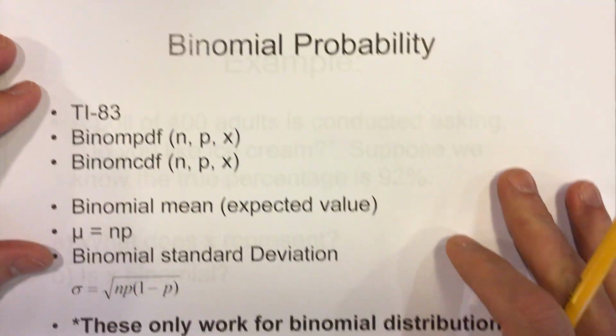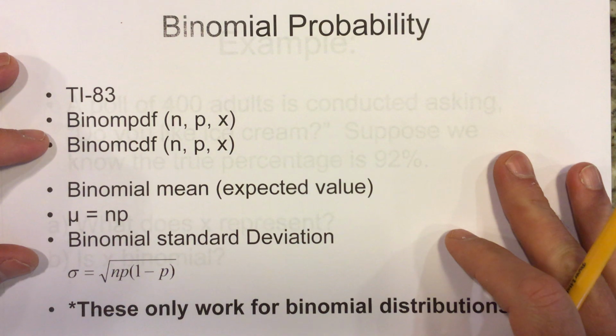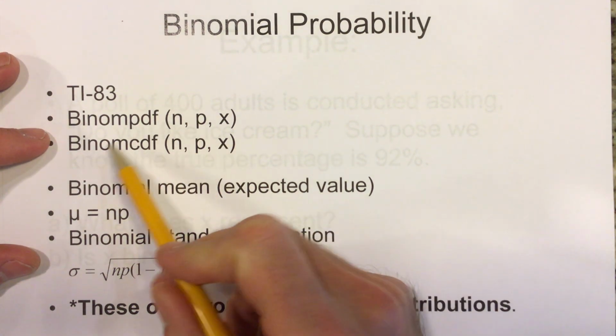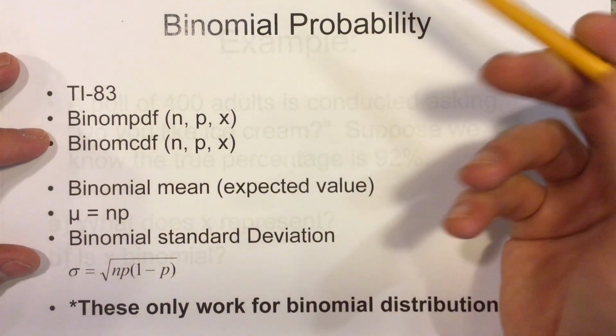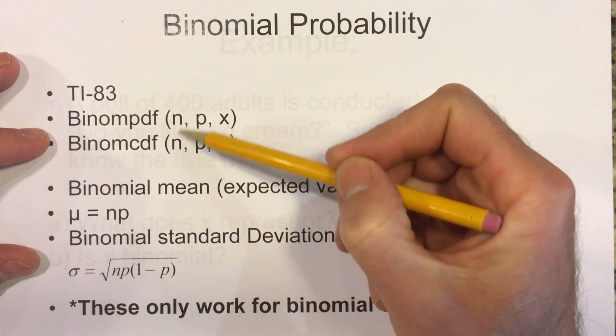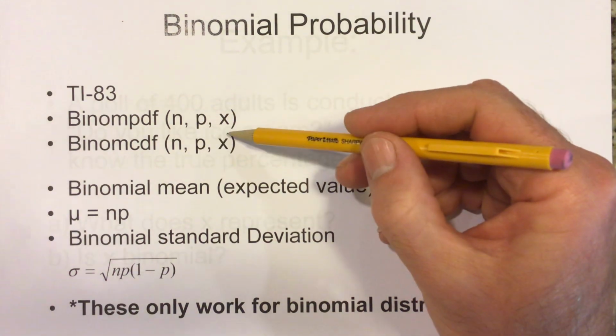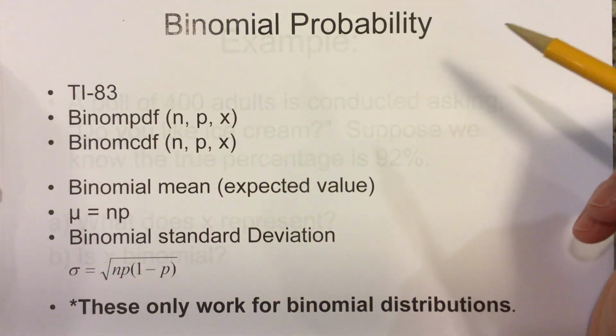Well, that's what I just showed you, okay? So it's binomial PDF for a single value in that discrete distribution. The CDF is cumulative, less than or equal to, and for both features you start by telling the calculator how many observations, what's the probability of success, and then what's your random variable's value.